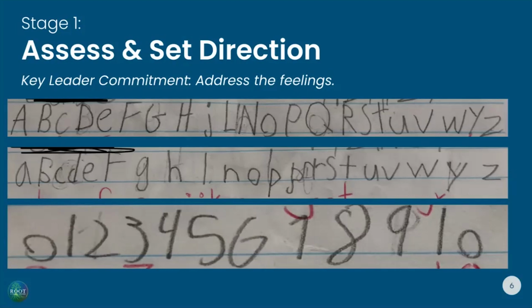And the image that we've displayed here is when we asked our 3rd and 4th graders to write out the alphabet, first in all uppercase letters, then in all lowercase letters, and then to write out the numbers from 0 to 10. And it wasn't until we had every student do that, and then we brought it all together, that we were like, oh, wow, when we put it in black and white like this, we're in a much different spot than we thought we were back at the beginning of our journey.